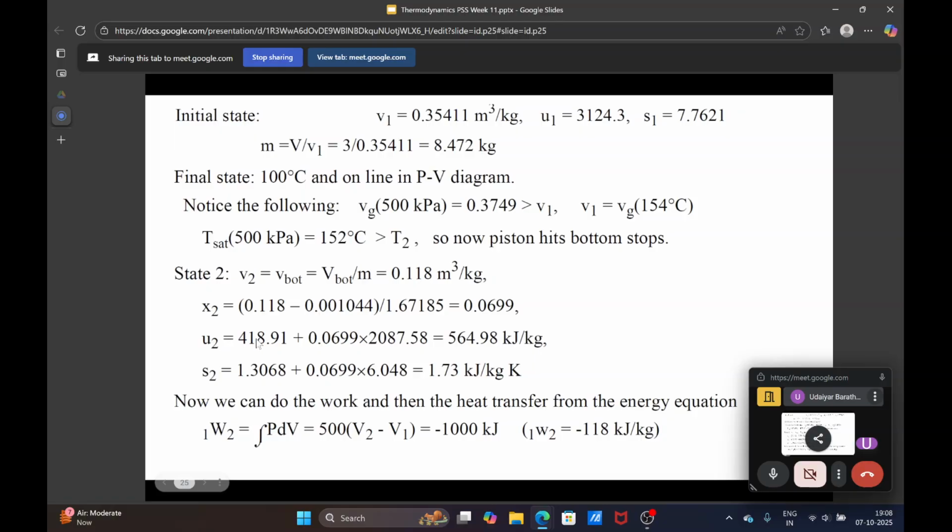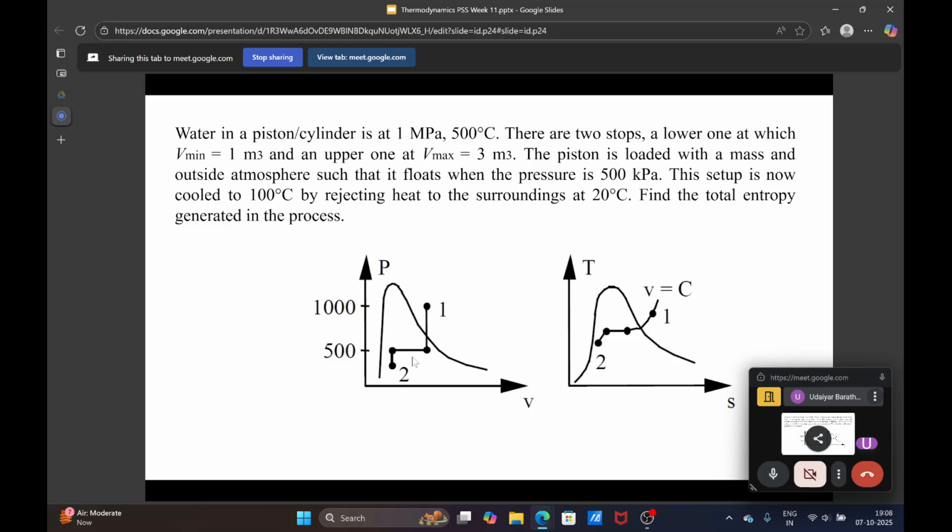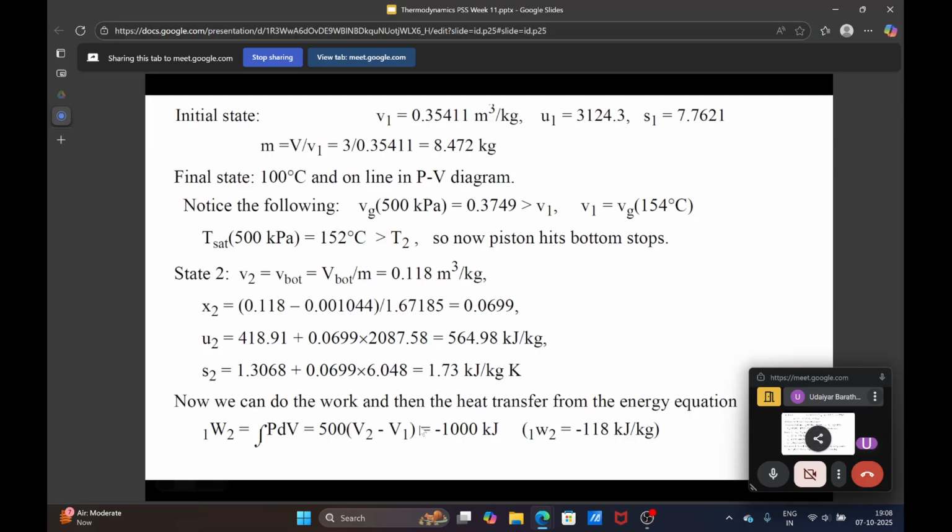So you get U2 is 418.91 plus x into U of G, which is 564.98 kilojoule per kg, and similarly S2 is 1.73 kilojoule per kg Kelvin. So applying first law, here the work done for the system is integral P dV. Since it's the only work done, which happens because of the intermediate process where the volume is changing, we'll have P delta V. So what we get is minus 1000 kilojoule.